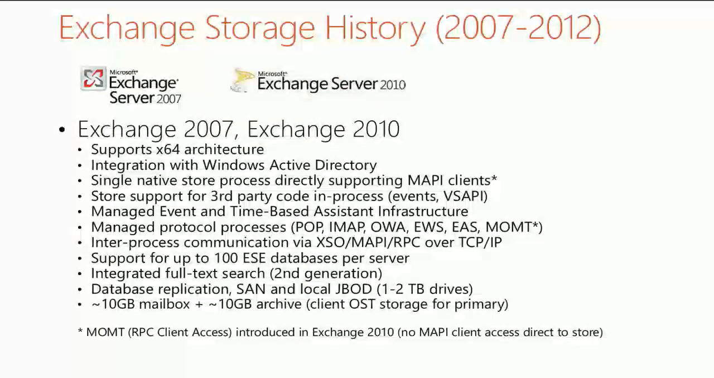In 2007 and 2010, we moved to the x64 architecture, and here's where we start to take advantage of much larger memory systems inside of the servers we're deployed on. We start to move towards managed code implementations in our protocol layers, and we separate those protocol layers from the storage using some internal technology that we call XSO, Exchange Storage Objects. This allows us to move some of the business logic around the storage out into our middle tier and start to innovate with new business logic that's outside of the core storage.